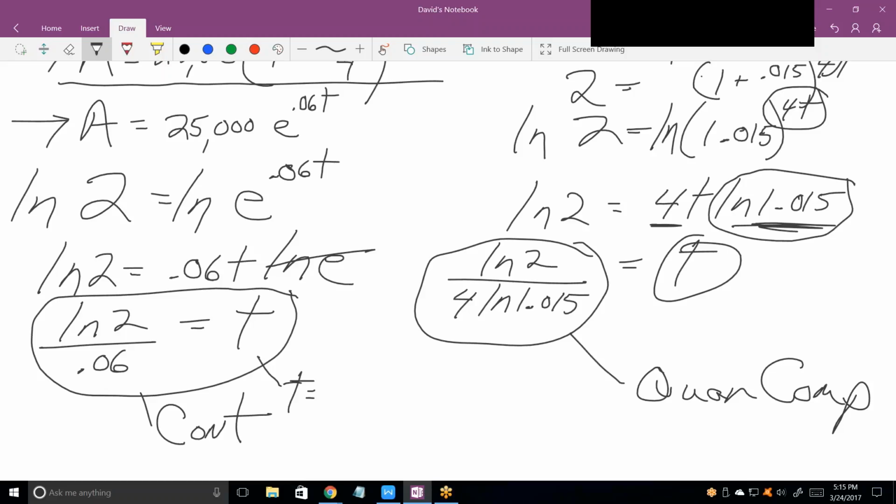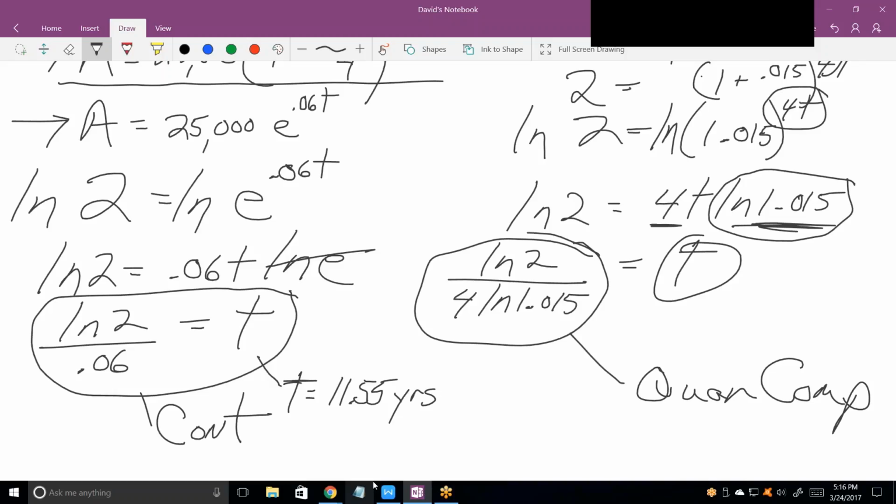Okay. 11.55. So 11.55 years to double the money with quarterly compounding. Excuse me, with continuous compounding.